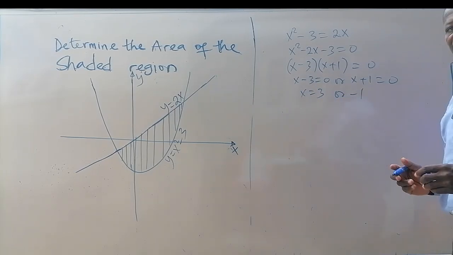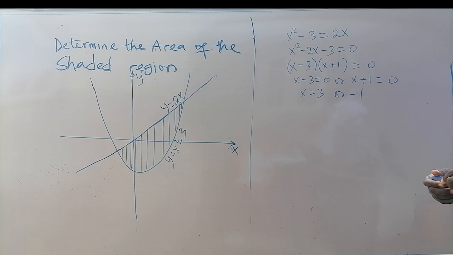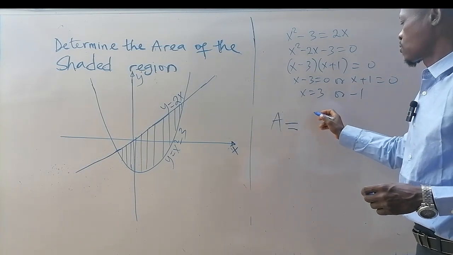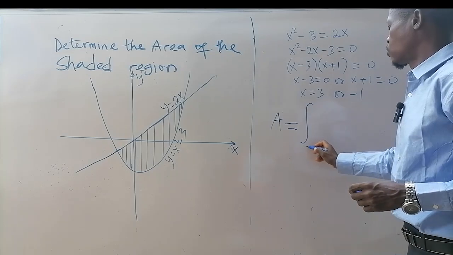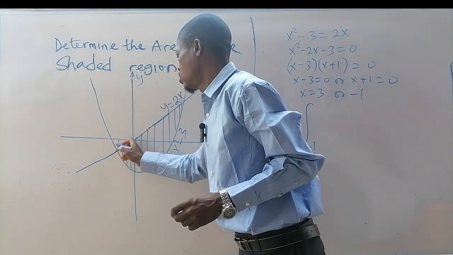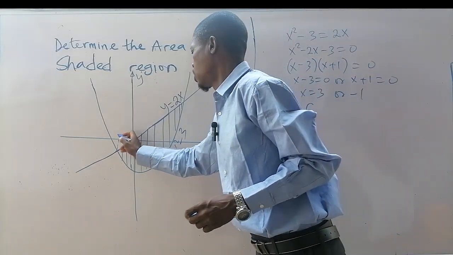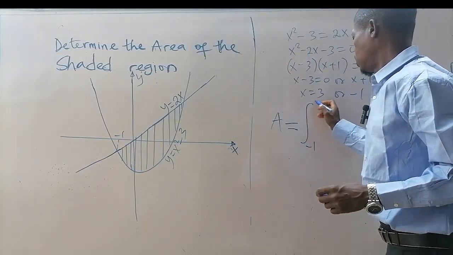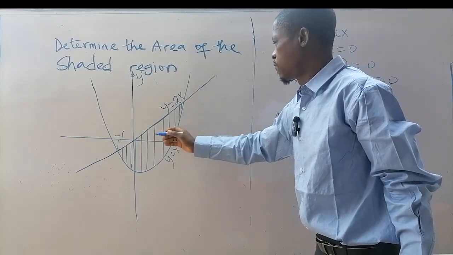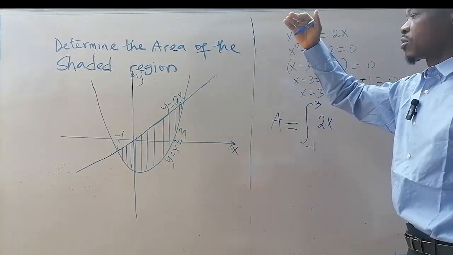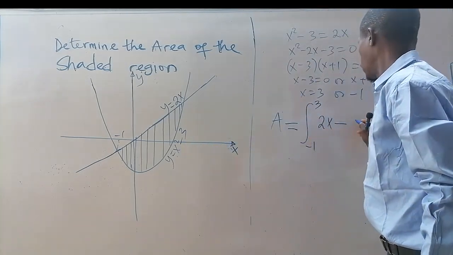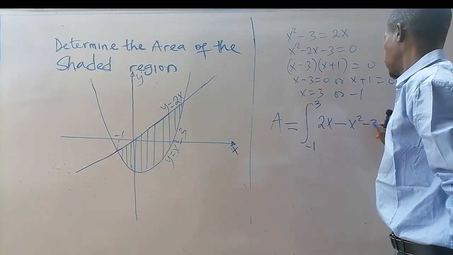So that's where the graphs meet. Set up the area equation, and that will be the integral from minus 1 to 3. There's an intersection at this point, this is your minus 1, and then 3. On top is the upper curve. The area is always the upper curve minus the lower curve. And the lower curve is what? x squared minus 3.